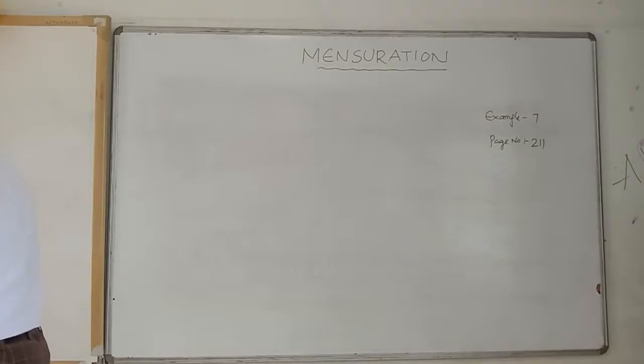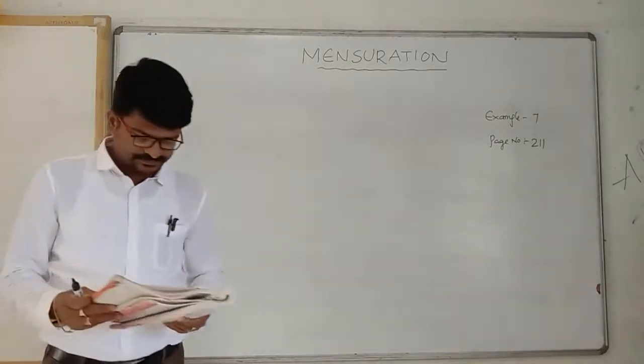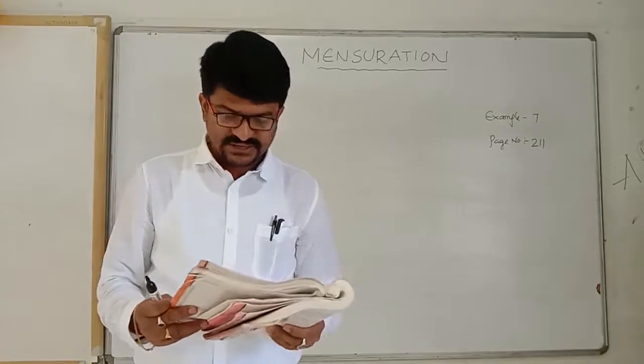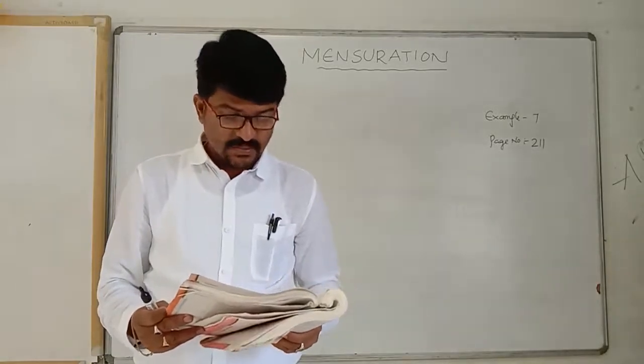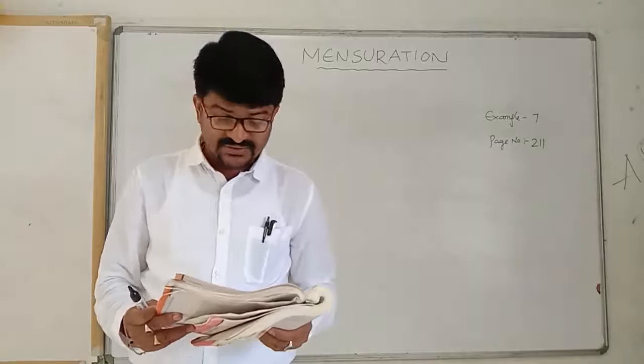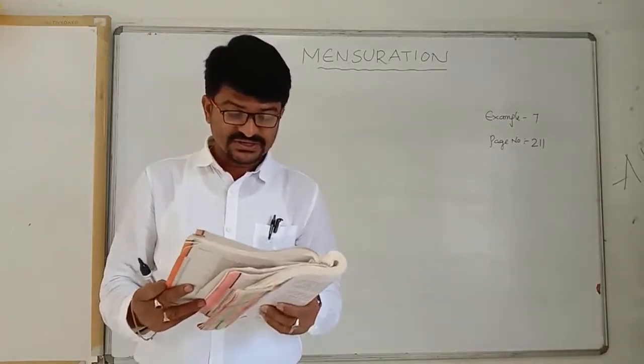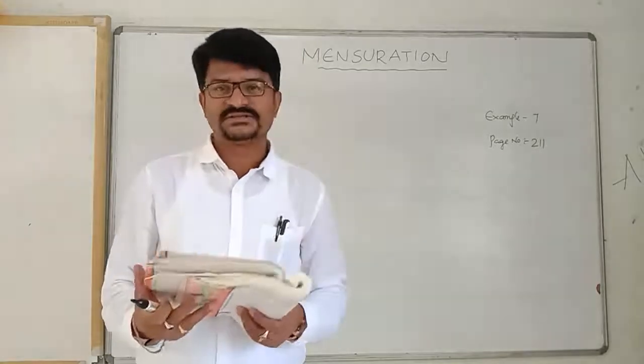I'll read the question. Listen to me, everybody. Pinky runs around the square field of side 75 meters. Bob runs around the rectangular field with length 160 meters and breadth 105 meters. Who covers more distance and by how much?